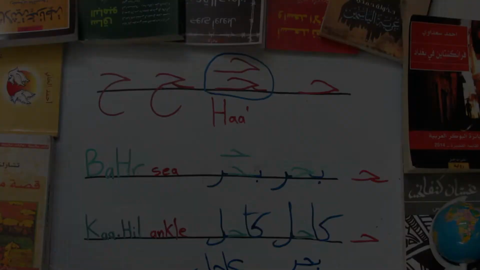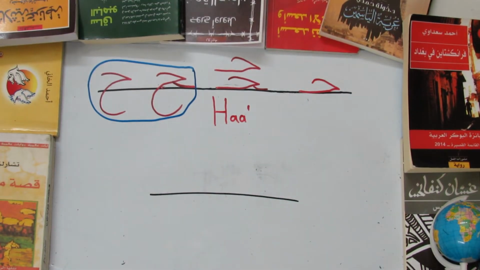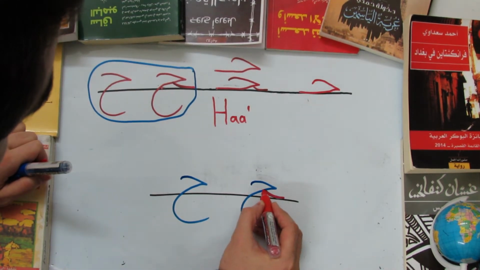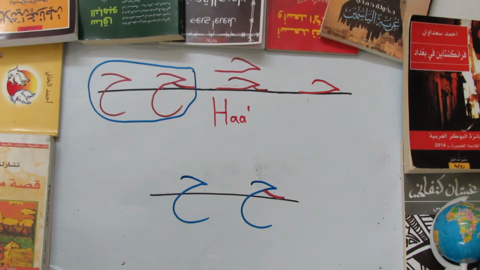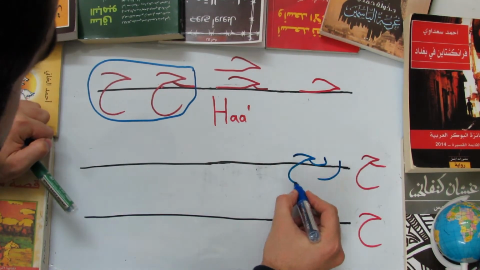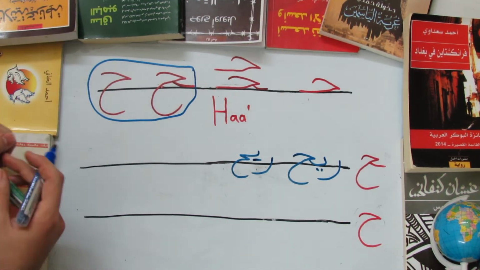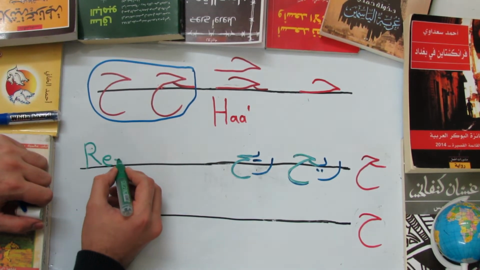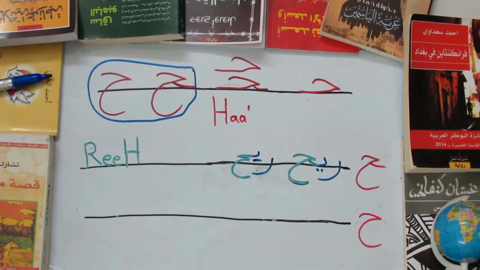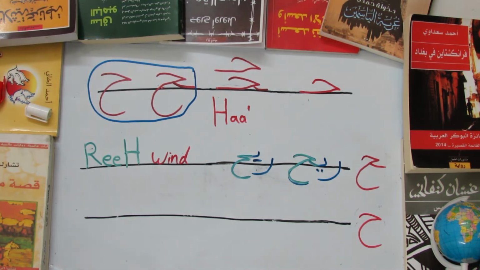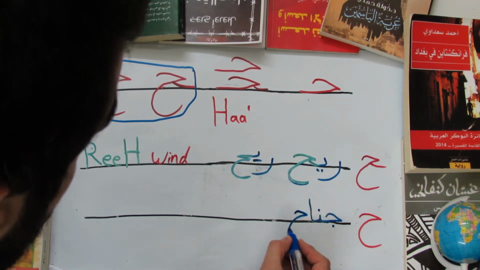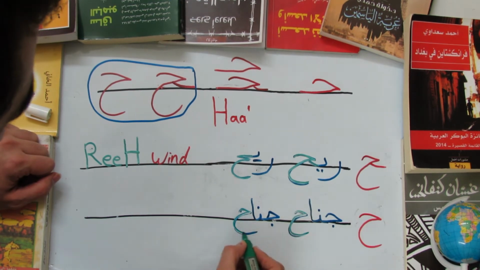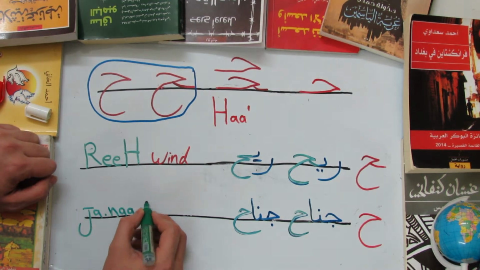What about its form at the end of the word? Actually, it has two states, depending on whether the letter before it usually connects to what follows or not. If Haa is connected to the previous letter, then we have to add a ligature between them. An example of it is the word ريح, wind. And if it doesn't connect to the preceding letter, then its shape is just like the plain form. An example is the word جناح, wing.